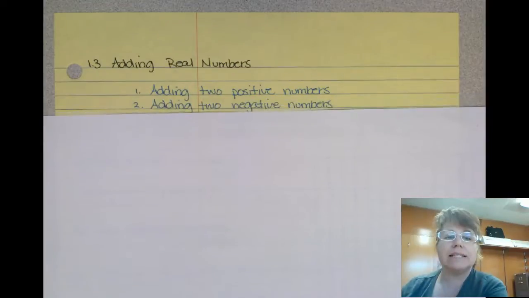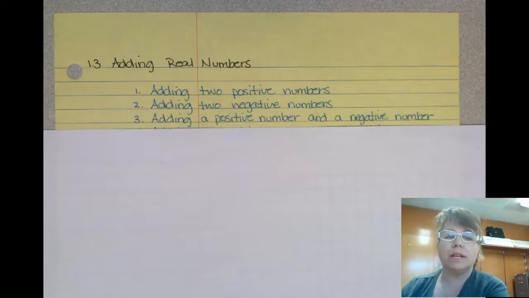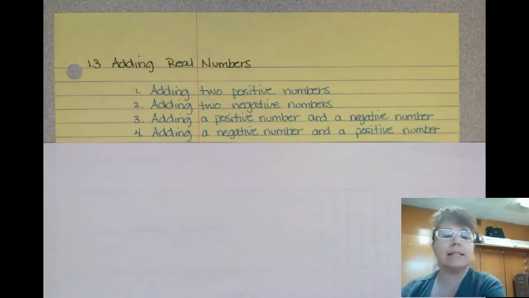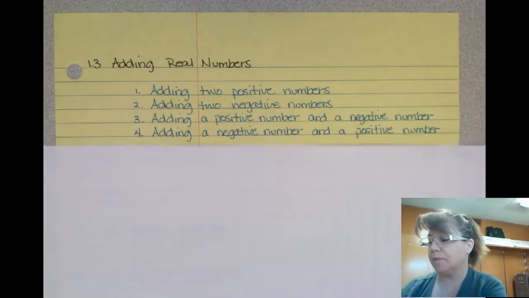The second is adding 2 negative numbers. This would be -2 plus -3. The third, and I've broken these two apart into 2 because it does make a difference if you start with a positive number or start with a negative number. So the first one we're going to discuss is adding a positive number and a negative number, and then lastly adding a negative number and a positive number.